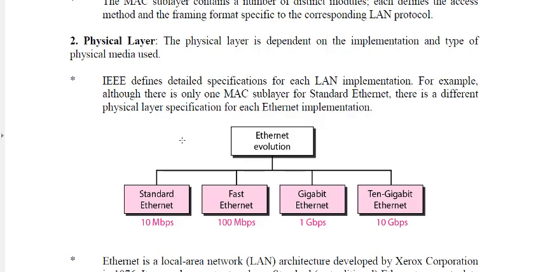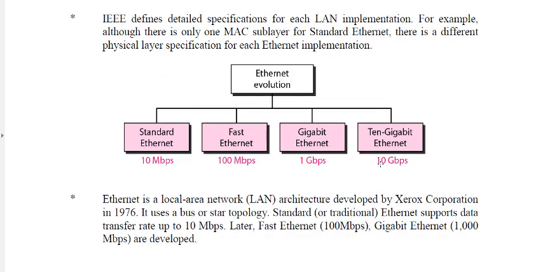In this physical layer, the most important thing is the wire. That means the cable which we use. So we have various standards. One is standard Ethernet which supports 10 Mbps, and we have fast Ethernet which supports 100 Mbps, and Gigabit Ethernet which supports 1 Gbps, and 10 Gigabit Ethernet which supports 10 Gbps. These are the different standards used in Ethernet. Standard, fast, gigabit, 10 gigabit.